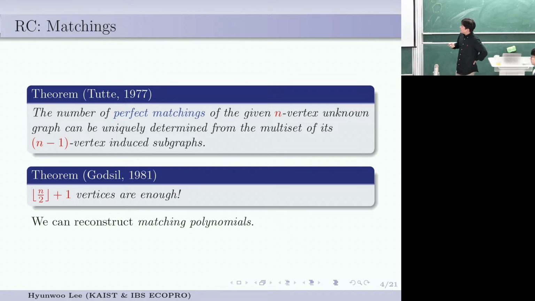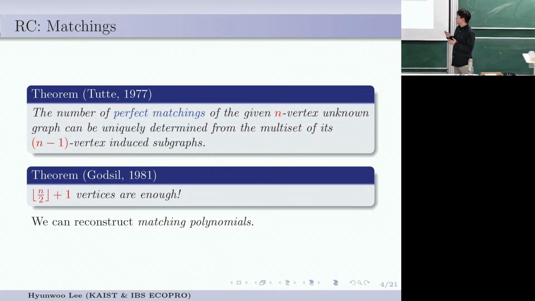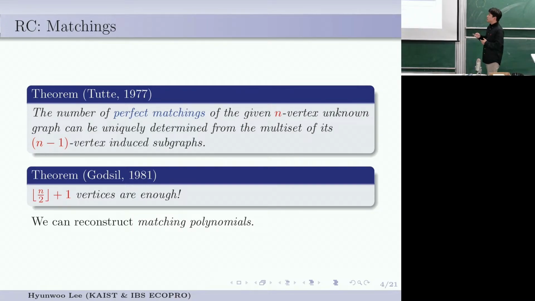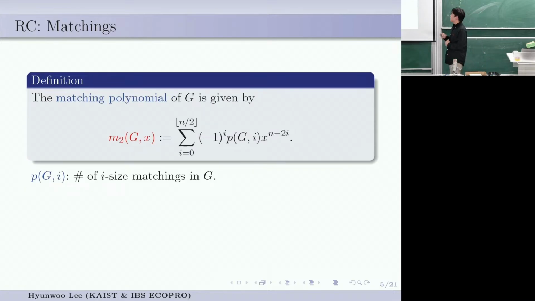And indeed, this Godsil's result is stronger than just being about the perfect matchings. So Godsil indeed reconstructs the matching polynomials. To rigorously state the Godsil result, I will give a definition of the matching polynomial of a given graph G. The matching polynomial of G is denoted by m2(G, x). I put this index 2 because later I will extend this notion to the k-uniform hypergraph. So this m2(G, x) is defined by this formula.